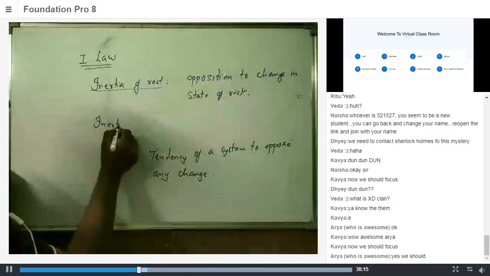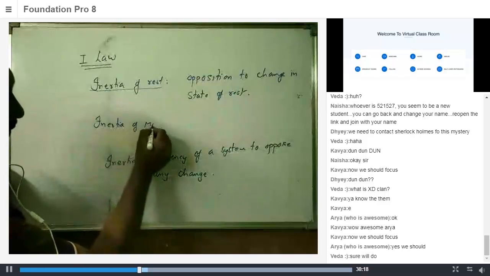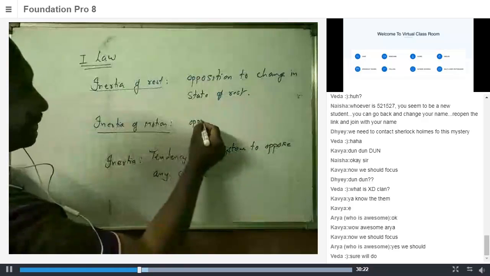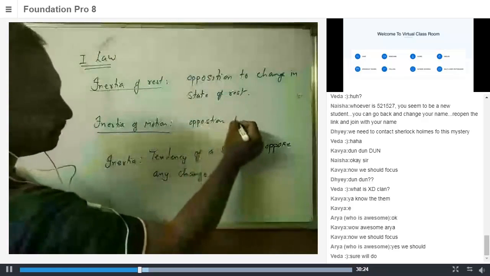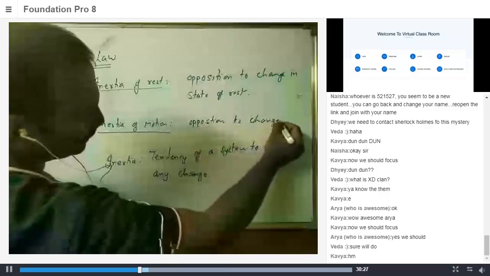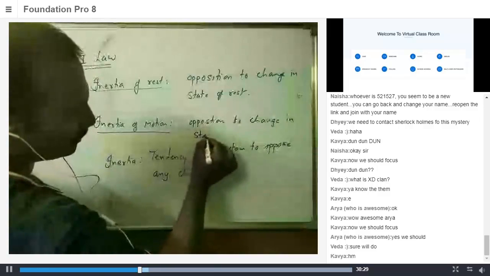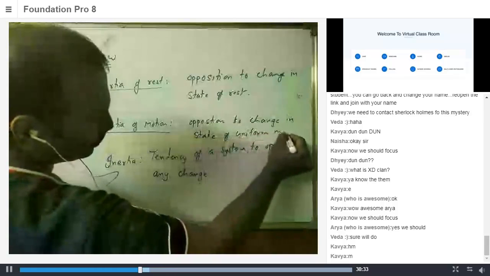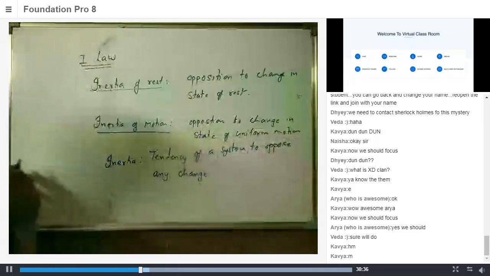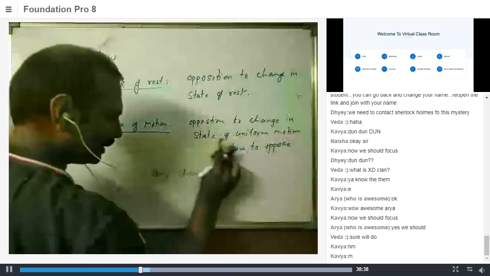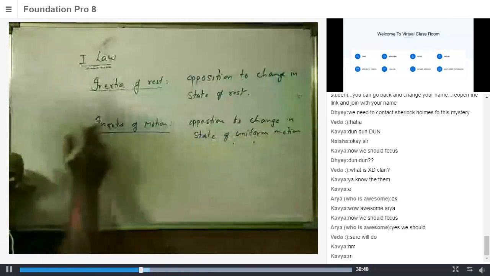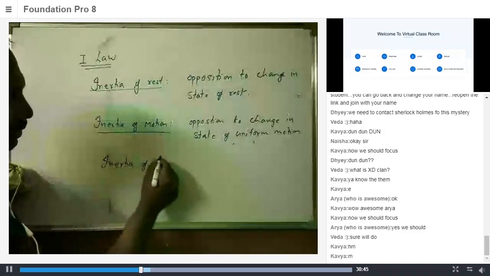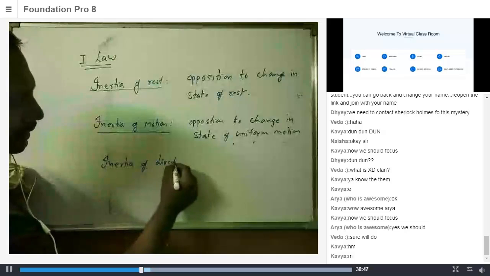Then we have something called inertia of motion. As Akshat said, what is inertia of motion? Opposition to change in state of uniform motion. So if the body is moving with a constant velocity, it wants to keep moving with constant velocity. And the third thing, which can be considered a part of this inertia of motion, we call inertia of direction. Now, what is inertia of direction?